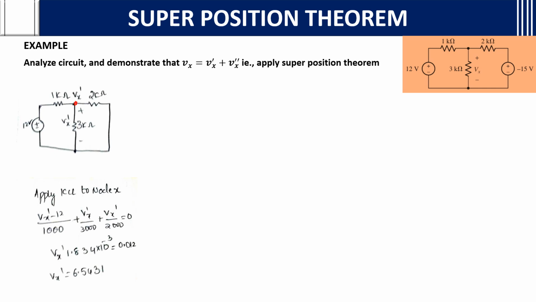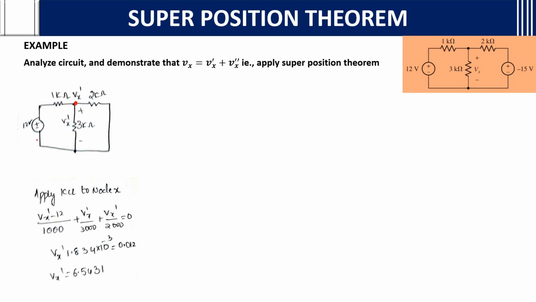Then Vx dash minus 12, if you take this difference, by 1000 ohms, plus Vx dash by 3000 ohms, then Vx dash minus 0. Why? Because there is no voltage connected to it; there is 0 volts. So Vx dash minus 0 by 2000 ohms, that is equal to 0. If you calculate, you will get Vx dash. Vx dash is 6.5431.